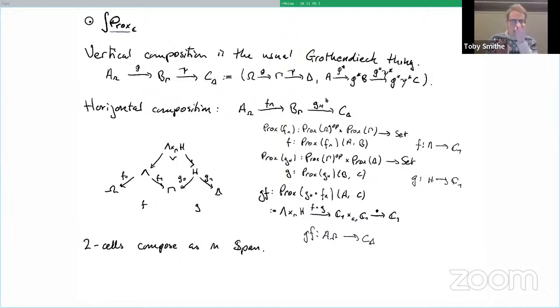And this is really a bit more like what happens in, say, para. And then the two cells compose as in span. So we're just pasting the diagrams there.